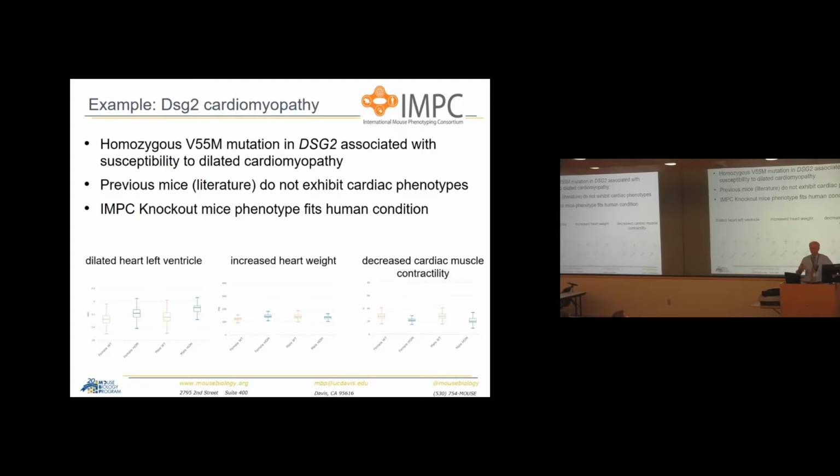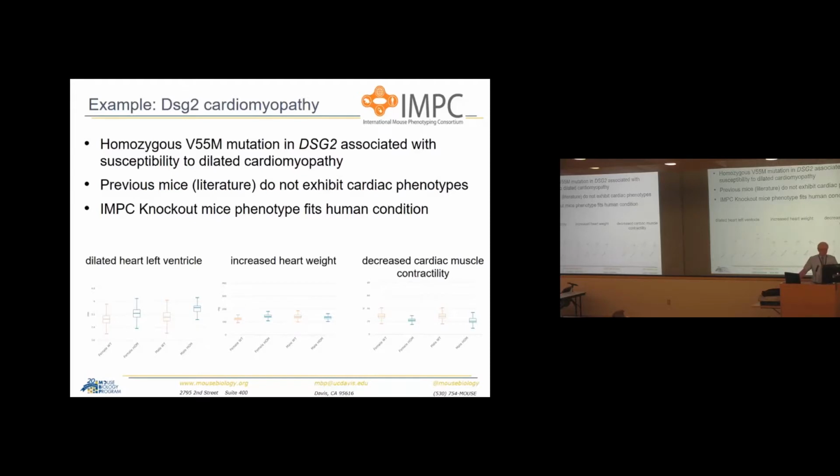But when you do a knockout in your individual lab, let's say the person doing the DSG2 knockout was a neuroscientist, they're going to look at the brain and throughout the rest of the body, which actually happens. This project, we're totally disease agnostic, and we don't restrict or filter anything. We look at the entire animal.